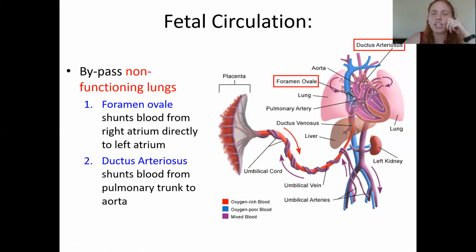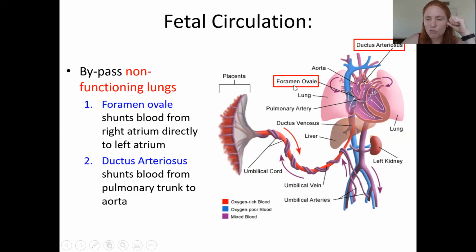Okay, so the lungs are not functioning, so there's no real reason to take the blood to the lungs to get oxygen and nutrients. Instead, the fetus is going to get their oxygen and nutrients from the placenta. So the heart is still beating, the blood is still moving, but there's no reason to take it to the lungs. So to bypass the lungs, there are two structures to make two shortcuts really, so it doesn't go to the lungs. The first is called the foramen ovale.